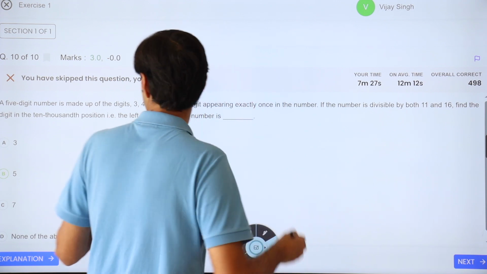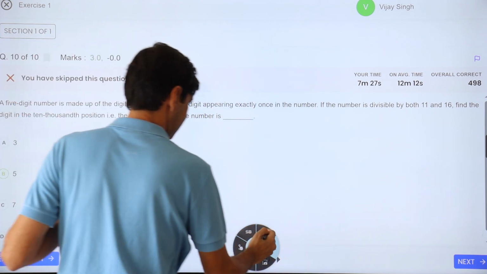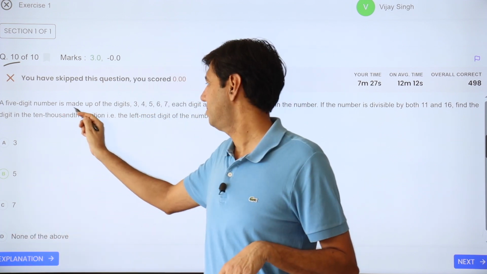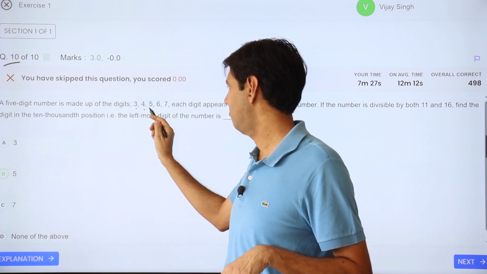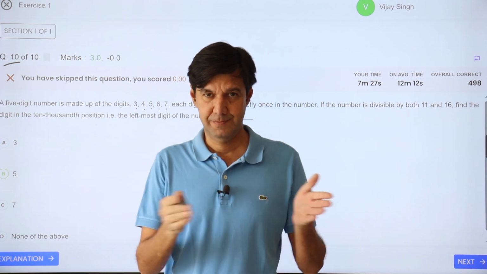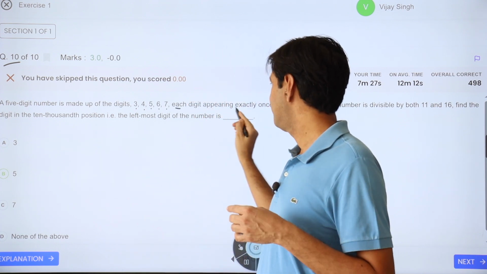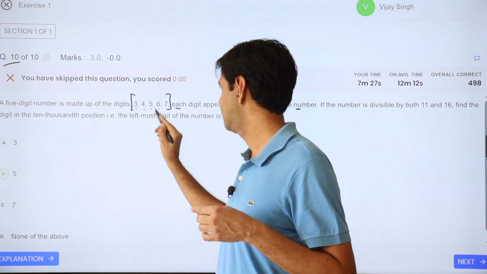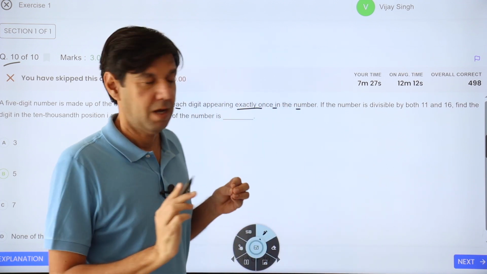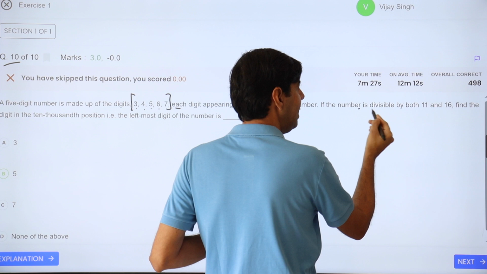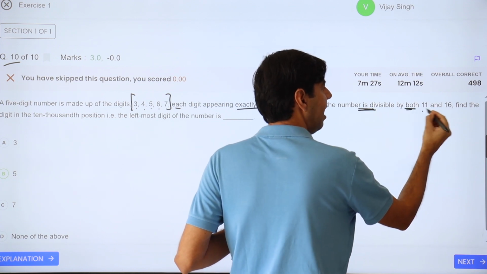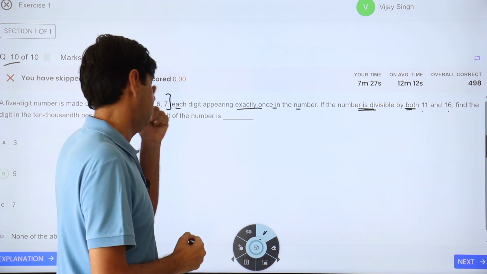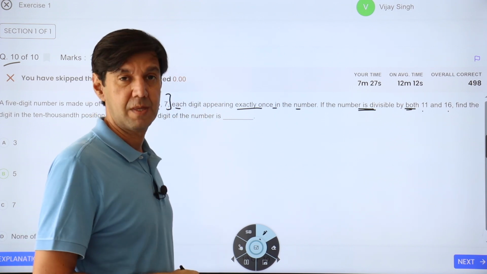Let's quickly wind up the last question. It's gone a little lengthy, this video. So the 10th question. A 5-digit number is made up of the digits 3, 4, 5, 6, 7, each digit appearing exactly once in the number. So basically you rearrange these digits in any possible way. Now this number is divisible by both 11 and 16. Find the digit in the 10,000s position, the leftmost position.